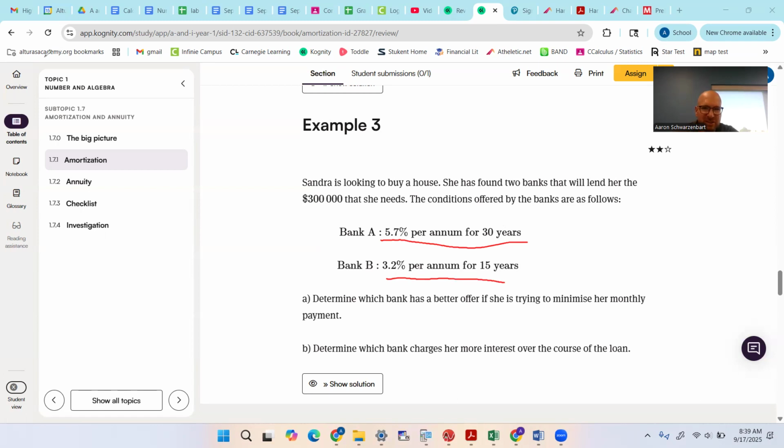So we'll go to our financial calculator, we'll check. We know B. I don't know the answer to A for sure. I think A will have the lower monthly payment.